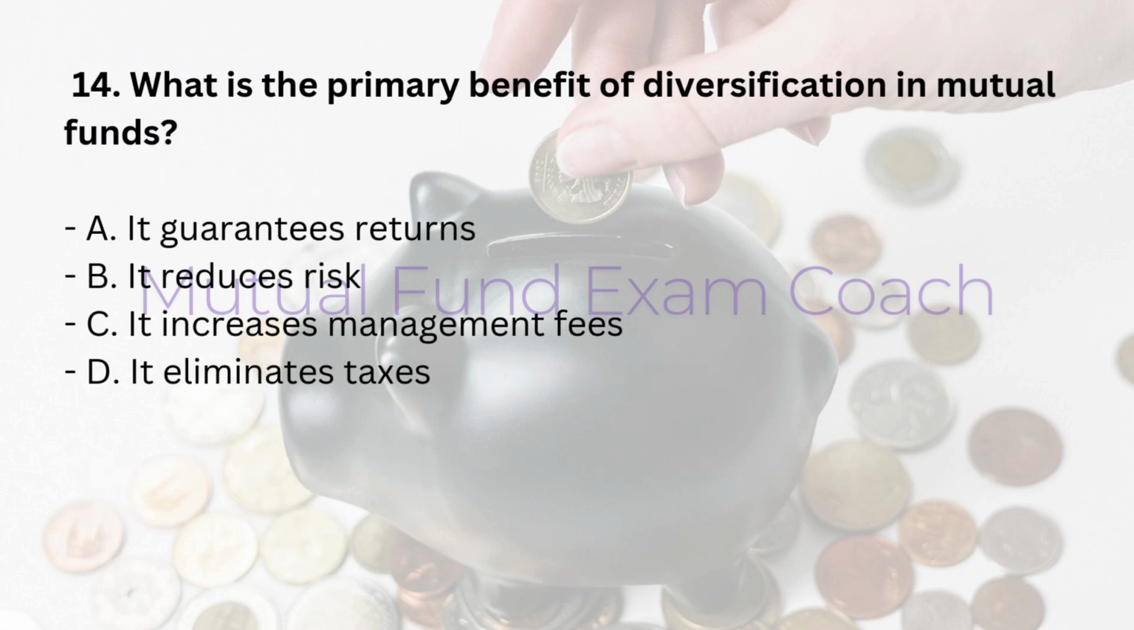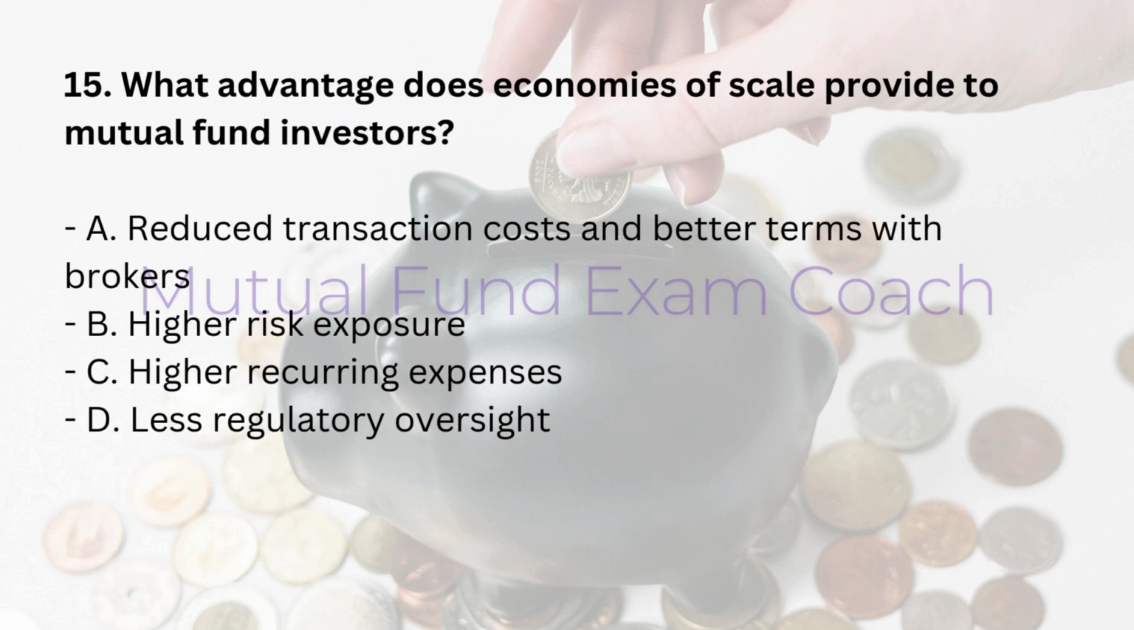14. What is the primary benefit of diversification in mutual funds? A. It guarantees returns. B. It reduces risk. C. It increases management fees. D. It eliminates taxes. Answer: B. It reduces risk. 15. What advantage does economies of scale provide to mutual fund investors?